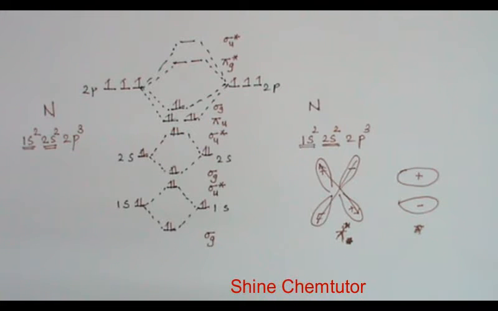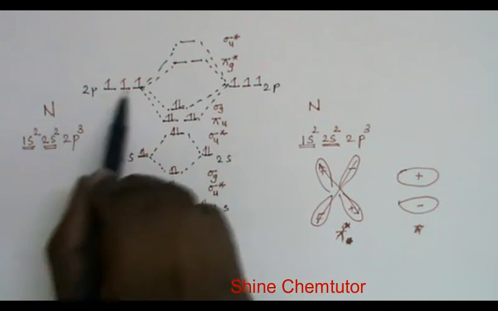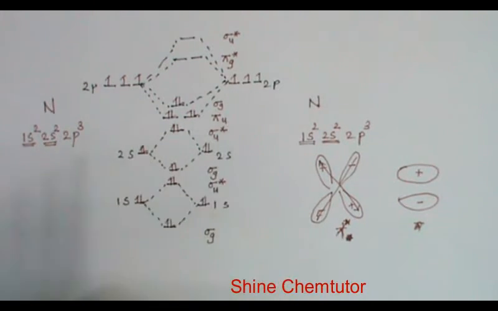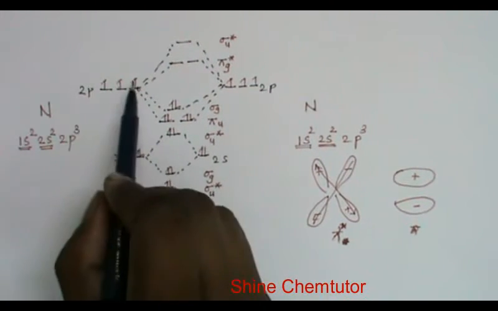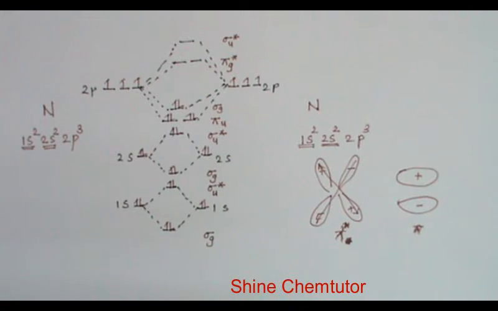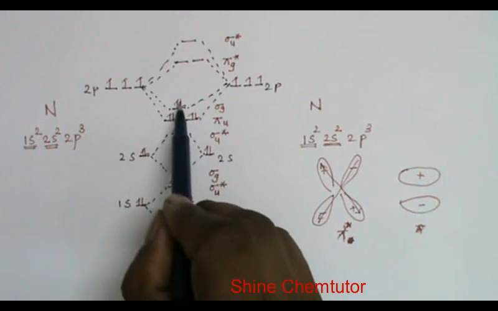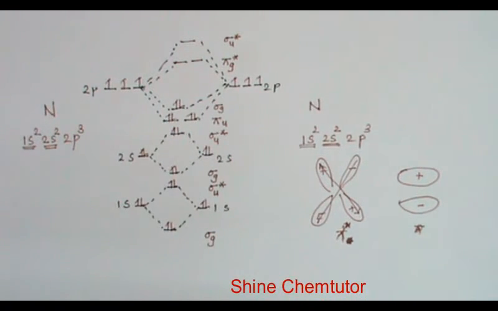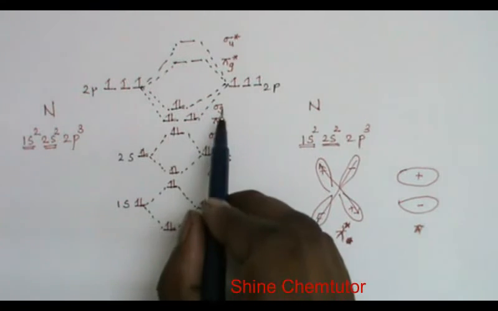When you go for N2 plus, I remove 1 electron from this. Here I have 6 electrons in 2p orbital. I remove 1. So there will be only 5. So 4 will be here. The 5th one will be here. So there will be only 1 electron in sigma g.